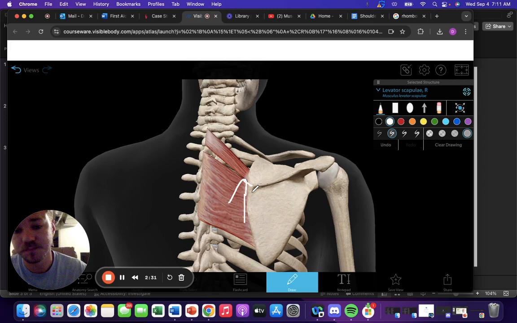So that's one of them. And then the next one is going to be downward rotation. That's where connecting at the inferior angle really comes into play. With downward rotation, this inferior angle is going to move towards the spinal column, which is going to cause the upper part, the acromion process of the scapula, to move downward, and that's going to create downward rotation in our scapula.